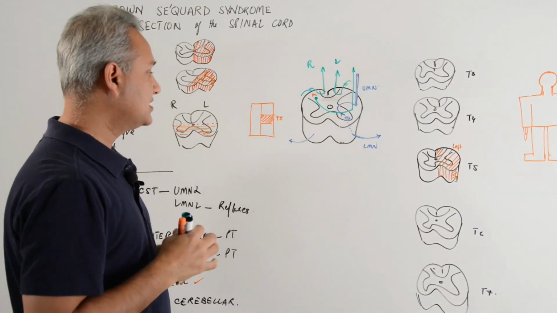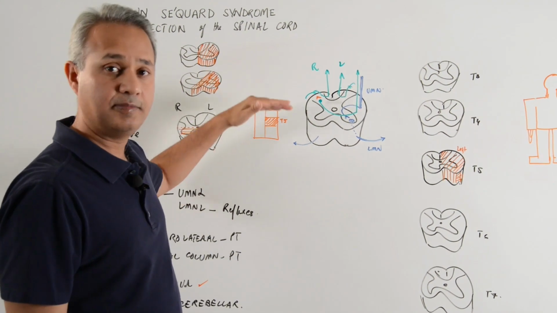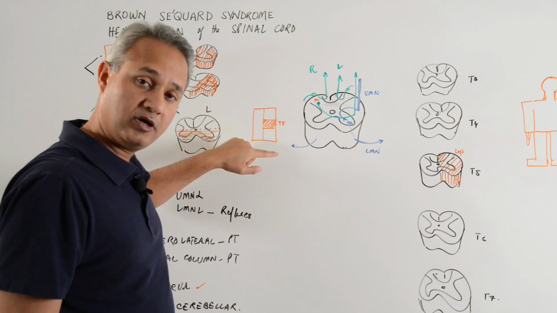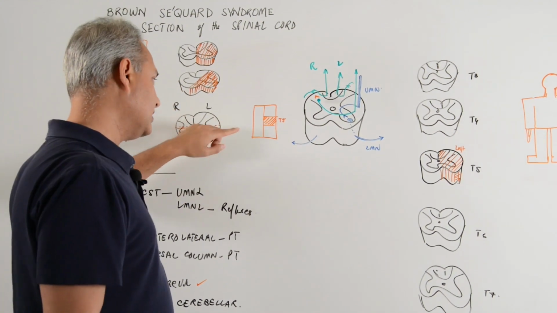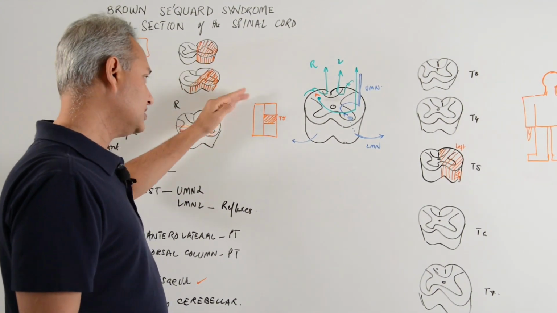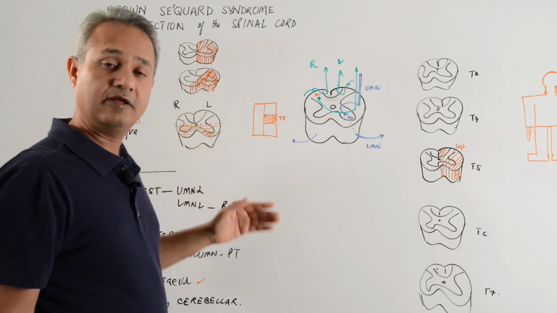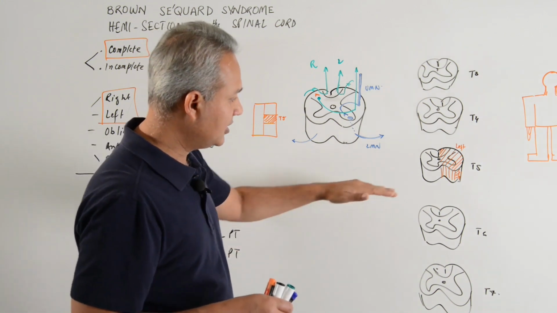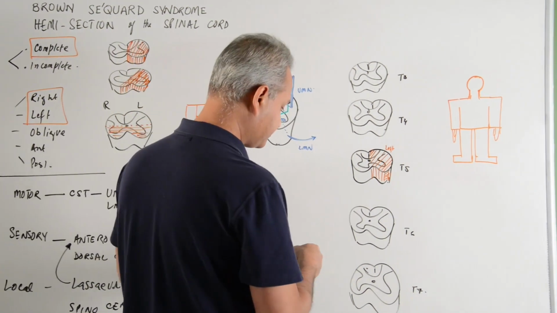Cool. The question now you have to tell is what happens above the T5 on the same side, at the T5 on the same side, below the T5 on the same side. Then what happens at the T5 on the opposite side, above, at and below, and what happens to the sensory and the motor and the local tracts. So here is the problem.